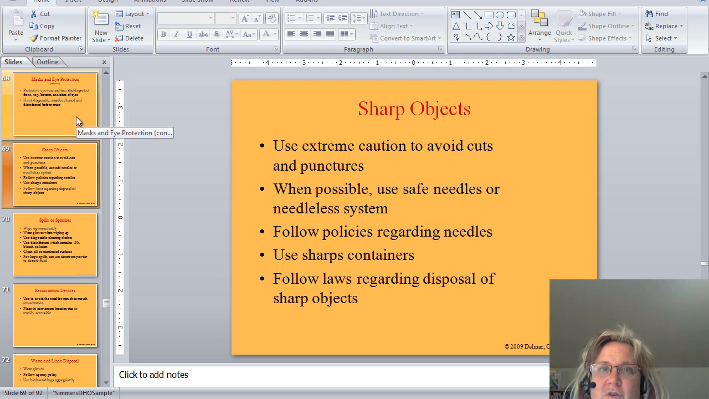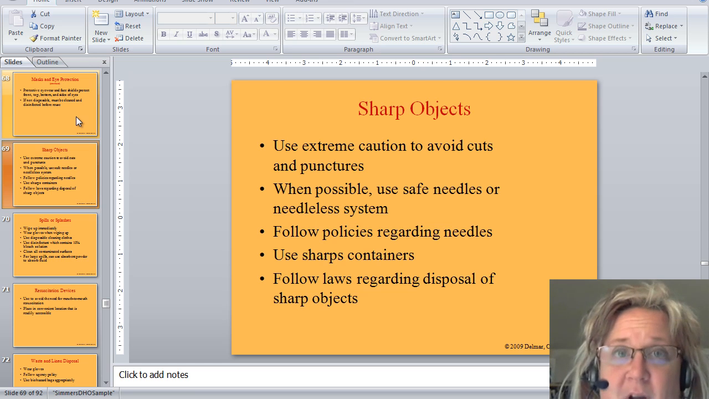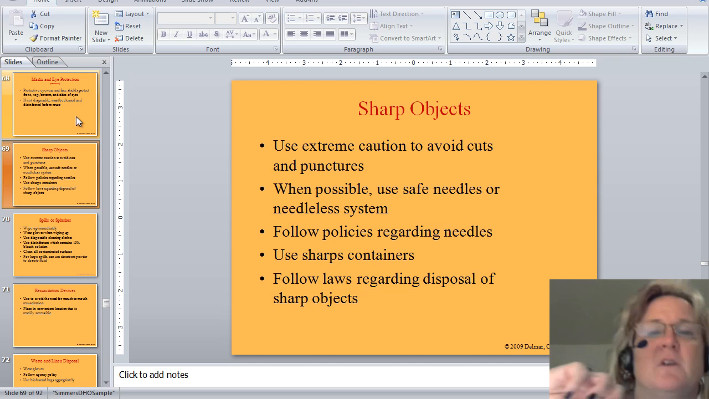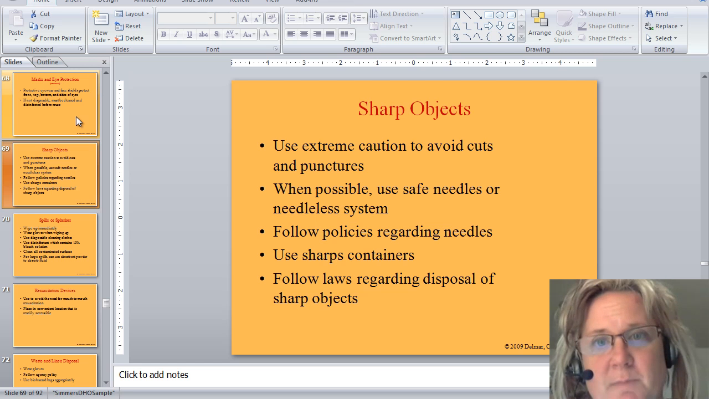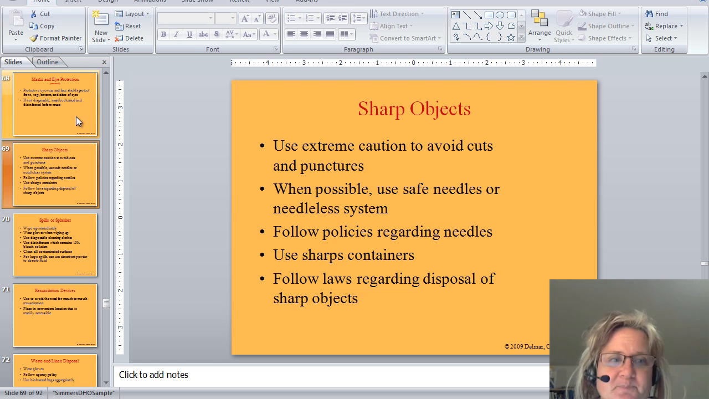Use extreme caution. You don't want to poke yourself. You don't want to cut yourself. You use safe needles or needleless systems. And nowadays, in 2013, I'm pretty sure that's probably all what hospitals have now. You follow policies regarding these needles. You use the sharps containers, and then you follow the laws regarding disposal of sharps and sharp objects in the sharps containers. And I'll go over this again when we practice.